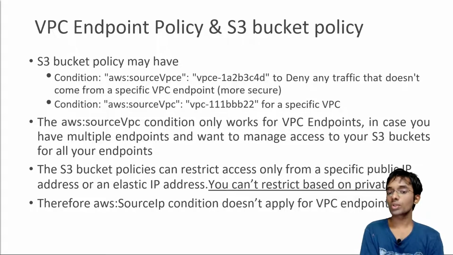So remember, if you have a private VPC endpoint and you want to restrict access using private IP, you have to use aws:SourceVpce or aws:SourceVpc as a condition. But if you want to restrict based on the public IP, then you have to use aws:SourceIp. aws:SourceIp will apply to the public IPs, and the other ones only apply to the private network traffic.